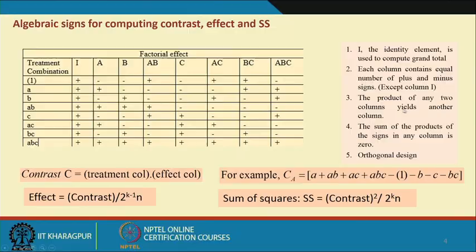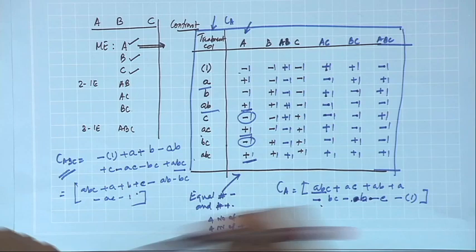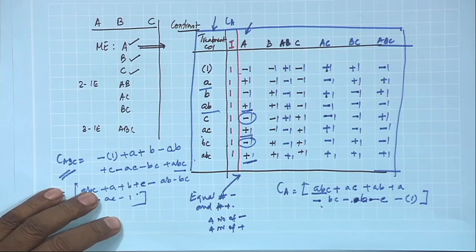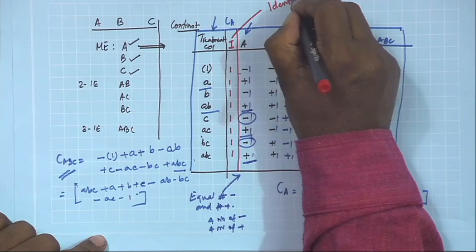Similarly, contrast for other effects also you can find out. Now, one of the interesting things about this matrix is that there is one column here which is known as I. So, in this particular diagram we can add an I column, where everything will be 1, all 8 of the rows will contain 1. This is known as the identity element.